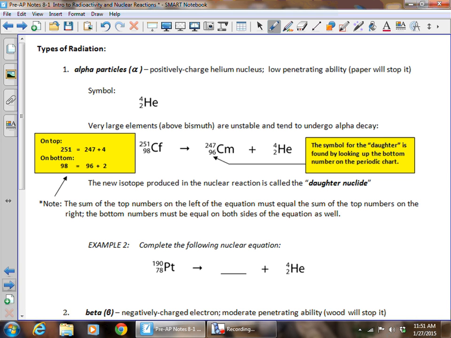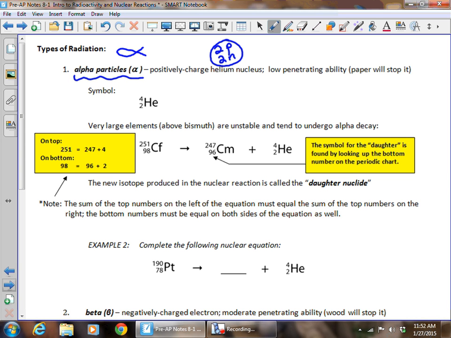The first is the alpha particle. It has the symbol alpha. It's written like this, and it's handwritten. It's a positively charged helium nucleus. So what we have is just a nucleus that has two protons and two neutrons. It's positively charged because it doesn't have any electrons. So that's our alpha particle.